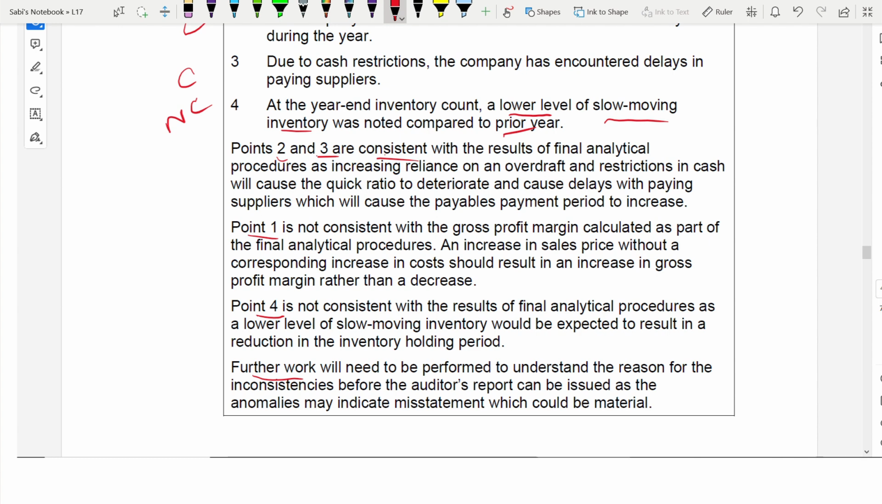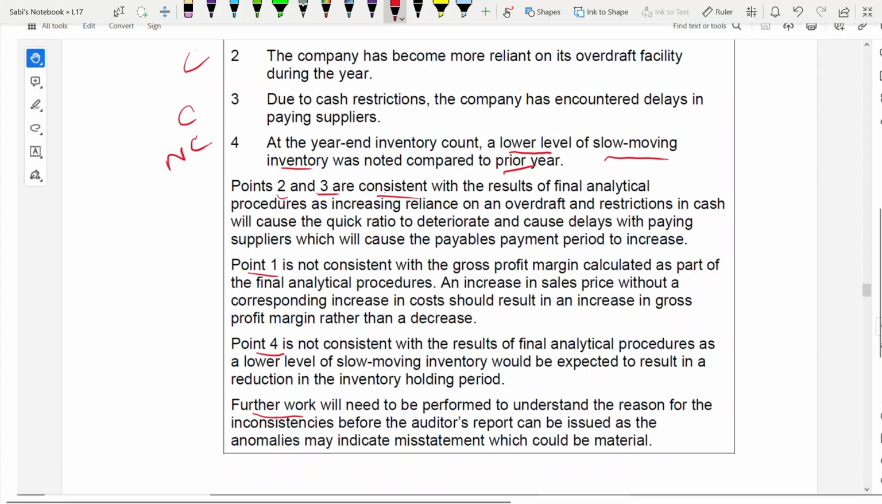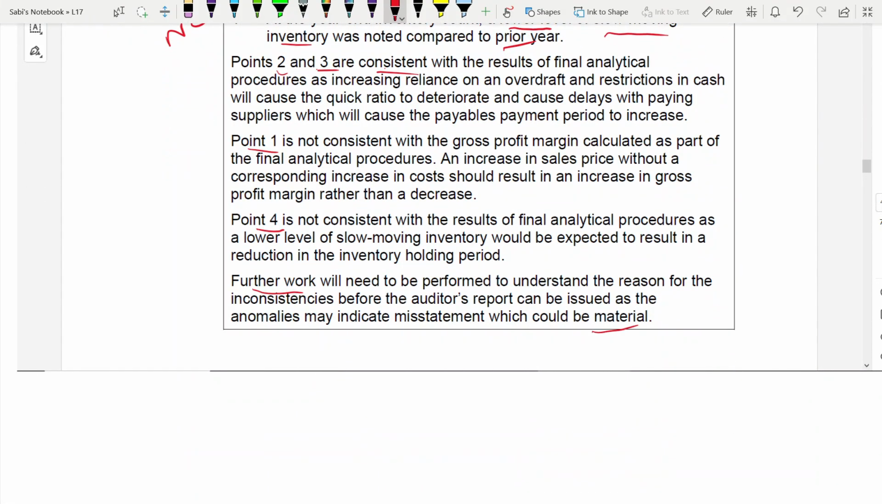This is why we do review. Imagine if you skipped the review stage and started preparing the audit report. It would be incorrect, no? There could be a material misstatement, especially in inventory and gross profit. It could be material.